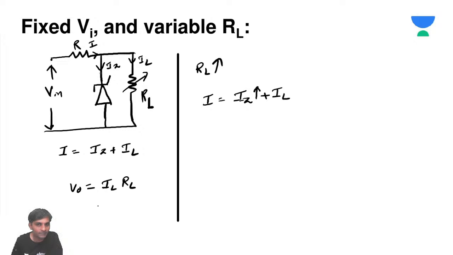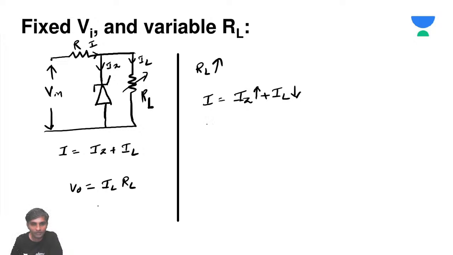This current will be taken by the Zener diode. So as I is increasing, Iz increases, IL decreases. So as the RL value is increasing, Iz increases, IL decreases.